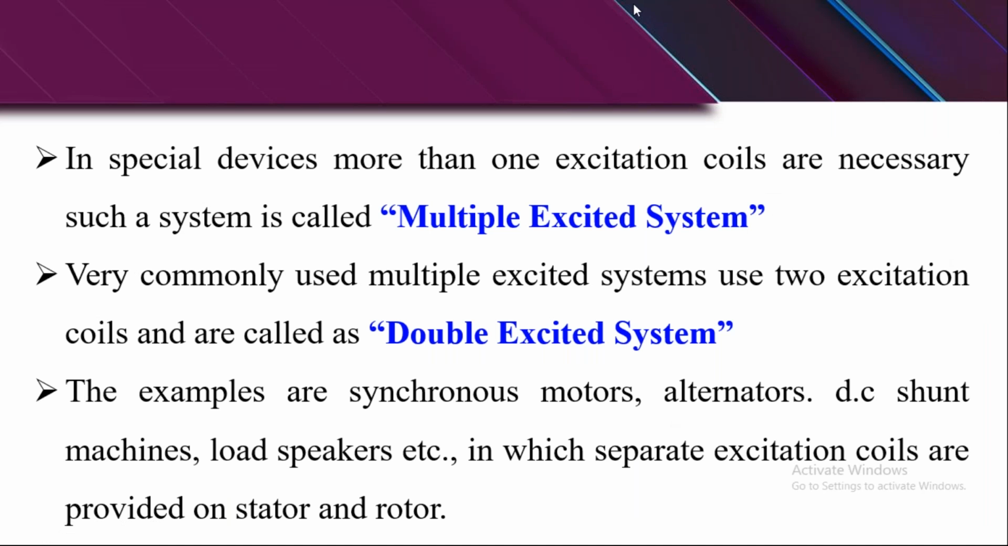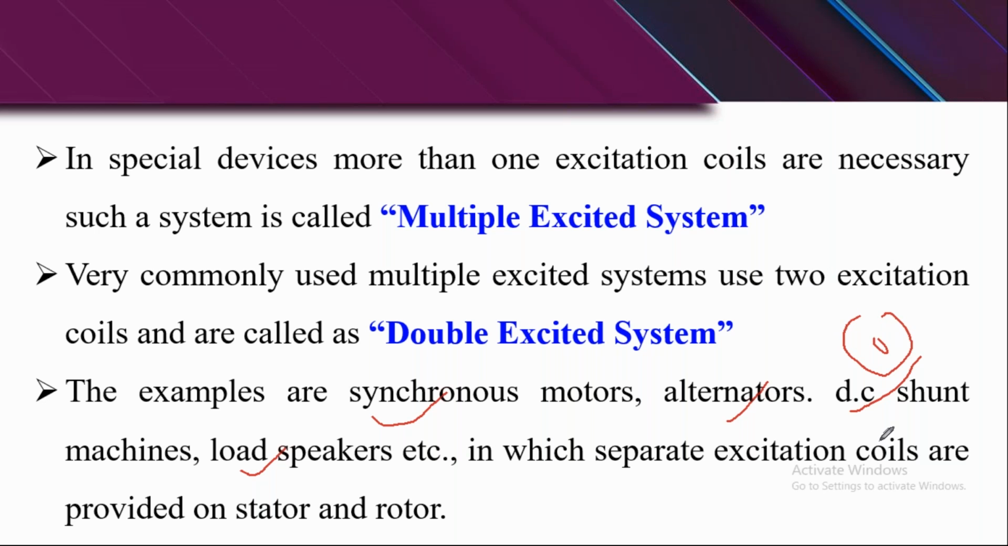Next. So these are the single excited systems, and we call it multiple excited when the device needs double excitation. Then it is called a multiple excitation system. And we'll see the examples of multiple, that is double excited systems. One is the synchronous motor, alternators, DC shunt machines, loudspeakers. Why? If you consider a DC shunt machine, it has two parts: stator and rotor. The stator is called the field and the rotor is called the armature.